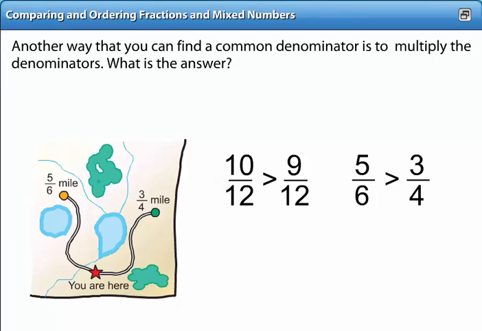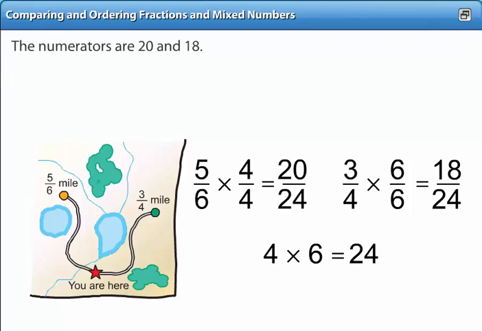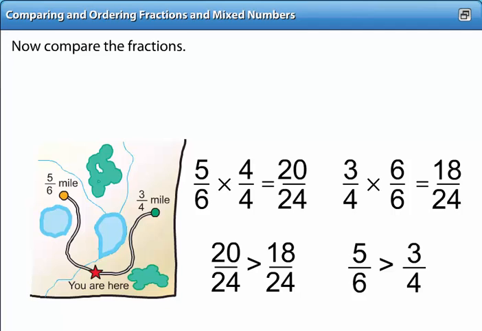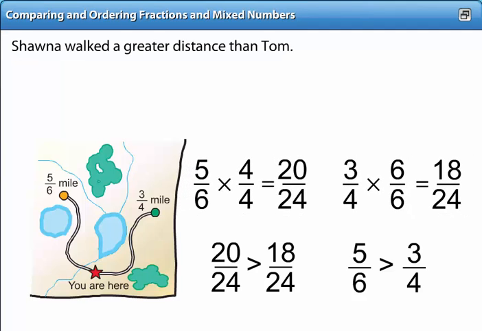Another way that you can find a common denominator is to multiply the denominators. What is the answer? You can use 24 as the common denominator. What will the numerators be? The numerators are 20 and 18. Now compare the fractions. 20/24 is greater than 18/24, so 5/6 is greater than 3/4. Shauna walked a greater distance than Tom.